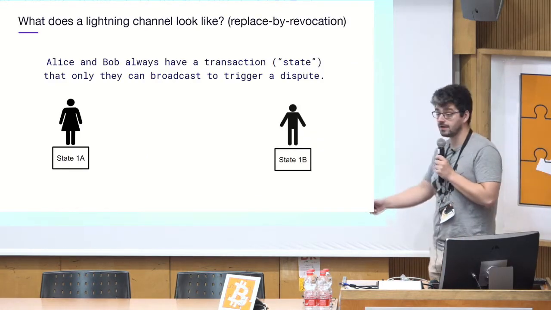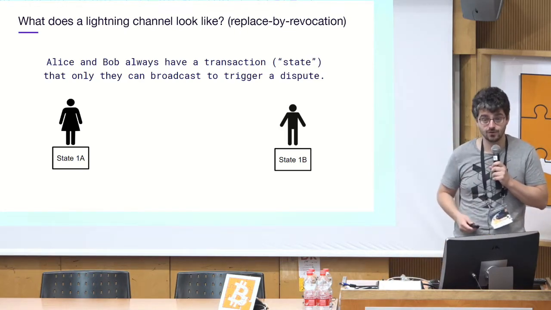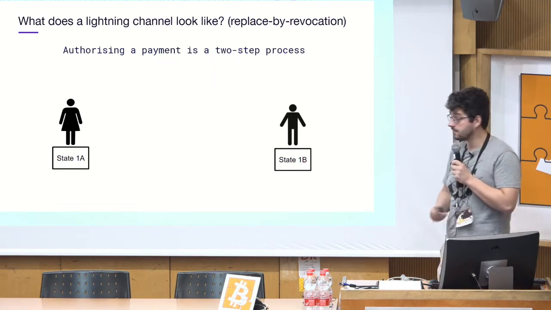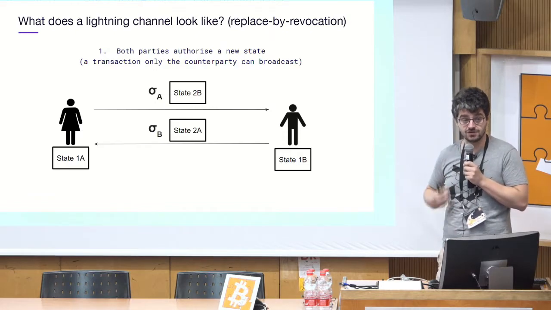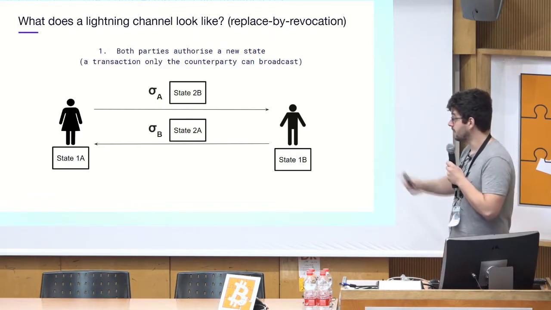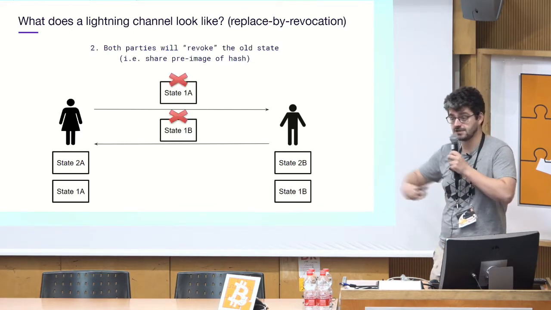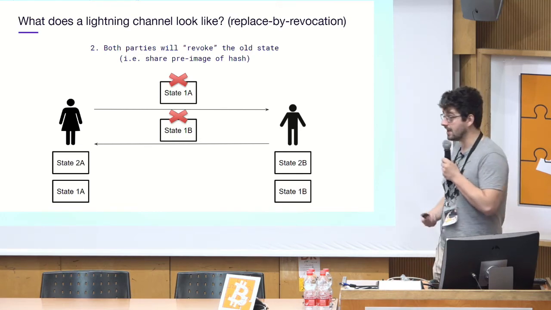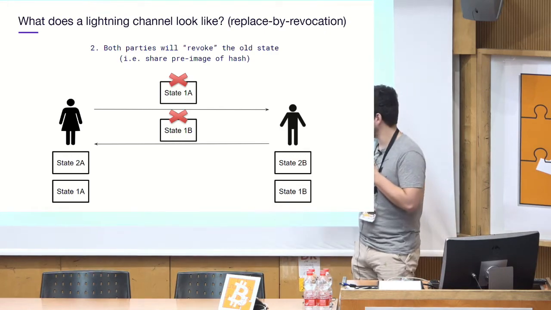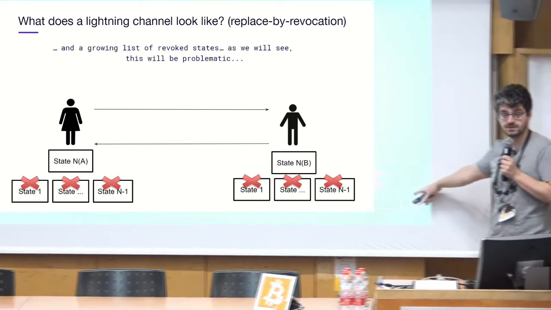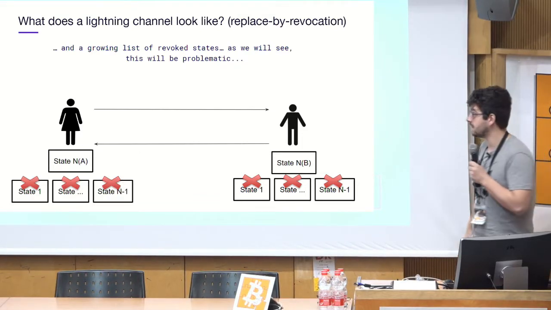Okay, so Alice typically has a transaction that she can broadcast, and Bob has a transaction that only he can broadcast. Every time they do a payment, what they're going to do is exchange transactions. That basically represents the new state of the channel, the balance of Alice and Bob. They'll exchange the new state, and then they revoke the old one. In this case, they may share the preimage of a hash. And what you end up with in Lightning is one latest state that only that party can broadcast, and a set of revoked states. And this will become crucial later on, and it'll lead to some problems for watching networks.